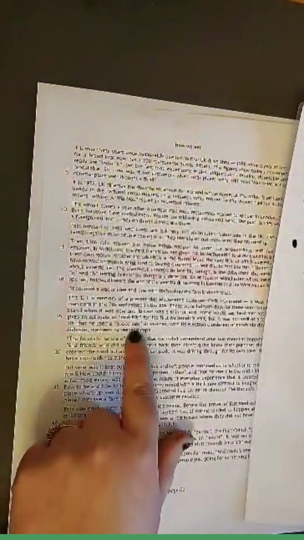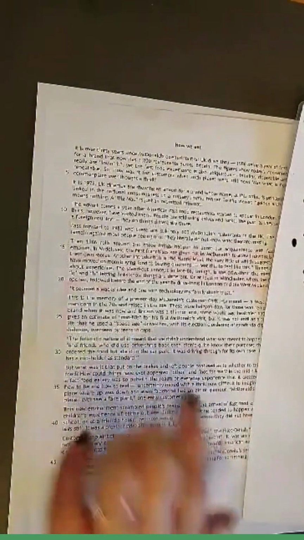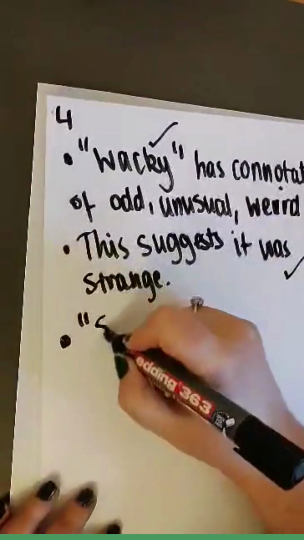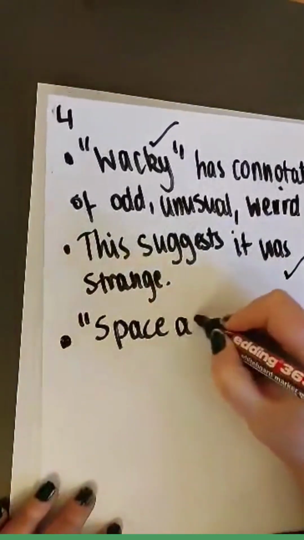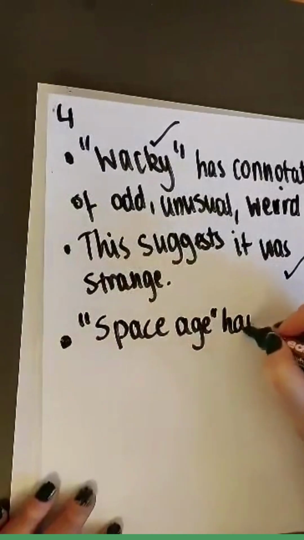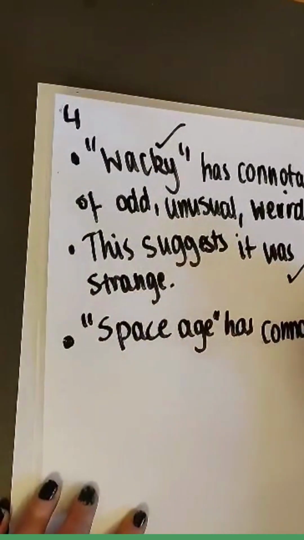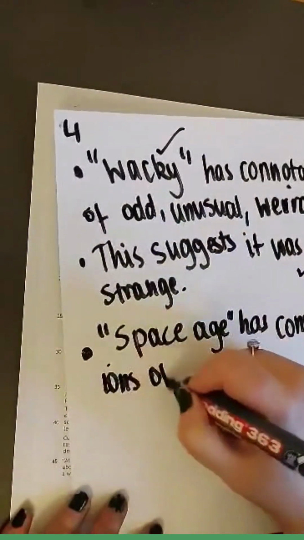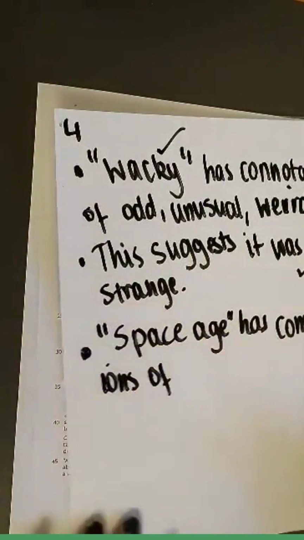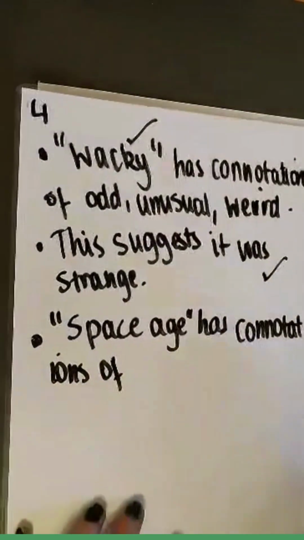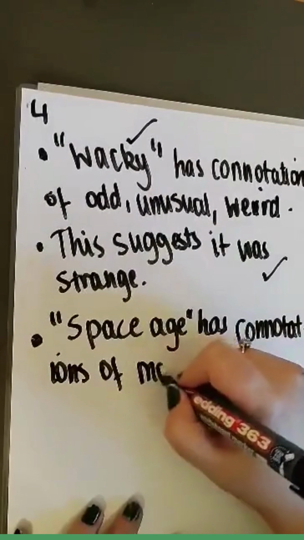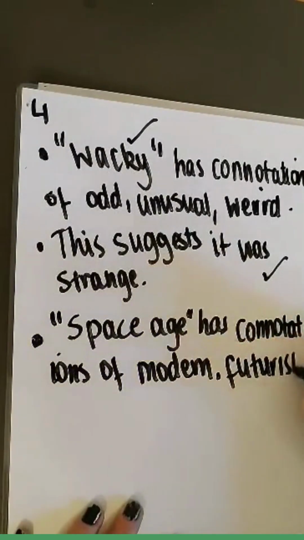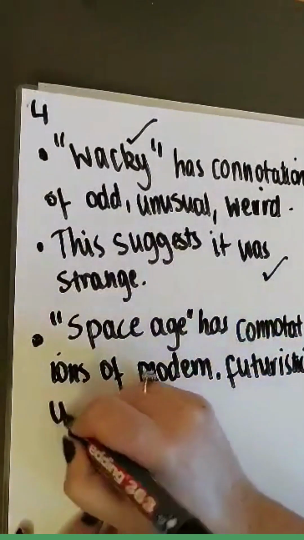And we have highlighted space age, so we don't need to worry about finding it because we've got it highlighted there, which is why we do this. So we're going to quote that, space age, and we're going to say that has connotations of, now this makes me think of really modern things, sort of futuristic. So we can say that this has connotations of modern, futuristic, and sort of unknown.